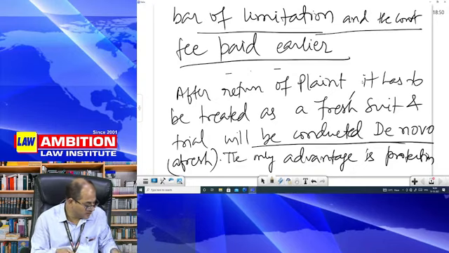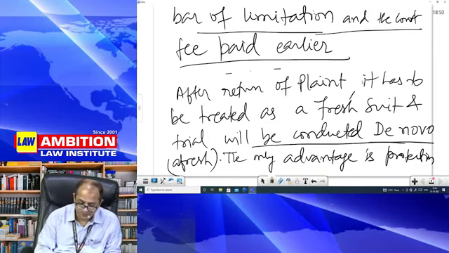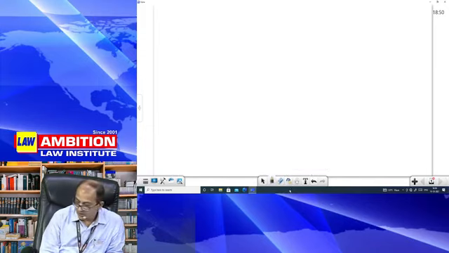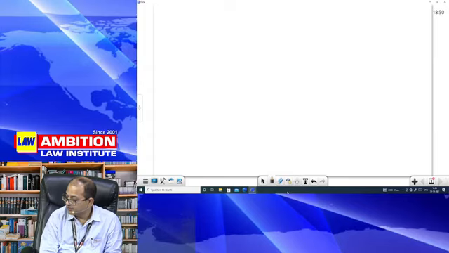Now look, in law there are various decisions which change the earlier law, so you have to be careful about changes in law. That has to be taken care of. I hope you have understood the admission of plaint and return of plaint.